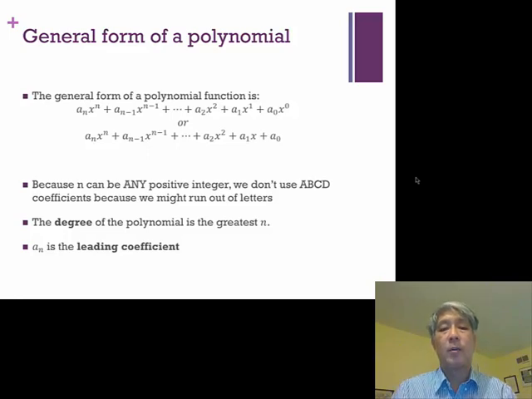The general form of a polynomial function is a sub n x to the n plus a sub n minus 1 times x to the n minus 1, etc., all the way down to a sub 0 x to the 0. All these are just x to some exponent. The largest exponent in this list is what we call the degree of the polynomial. In front of that x to the n is a coefficient.